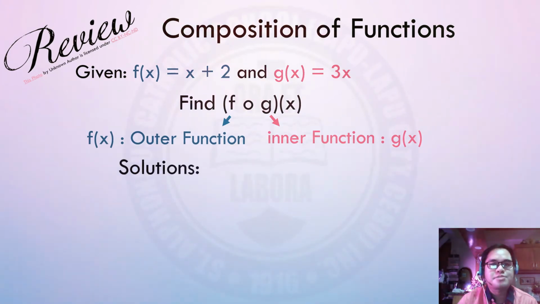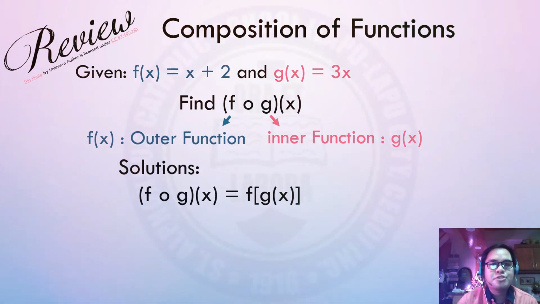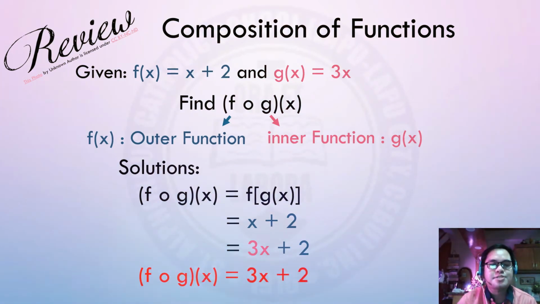So here are the solutions. F circle g of x can be written as f of g of x. Next, place the outer function, which is x plus 2. After that, substitute the variable x with inner function g of x, which is 3x. Then copy plus 2. Then simplify them further and we come up with another function, which is f circle g of x equals 3x plus 2.